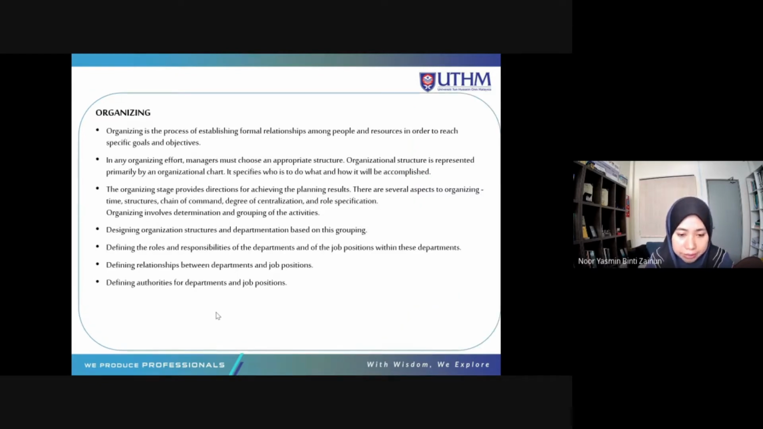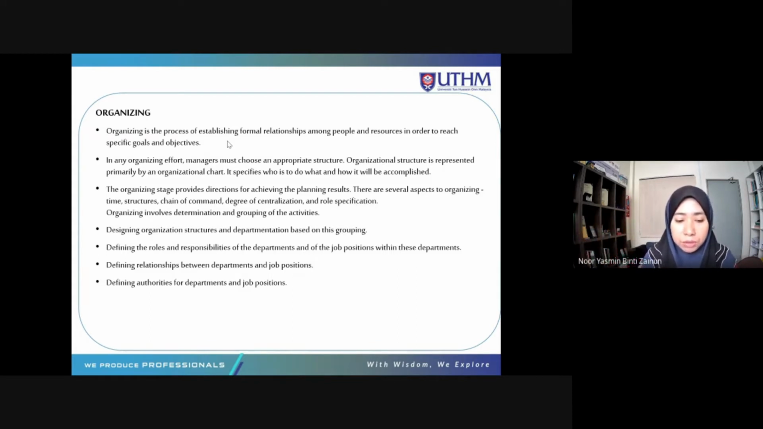So organizing is the process of establishing formal relationships among people and resources in order to reach specific goals and objectives. So you have your goal, your aim for your project. Under your aim, you have a few objectives, how you want to achieve the aim.